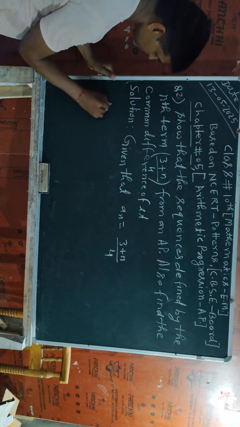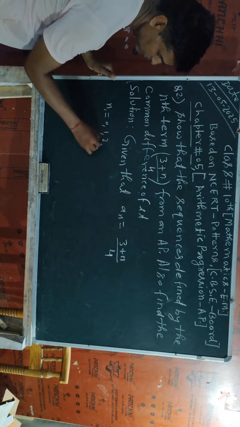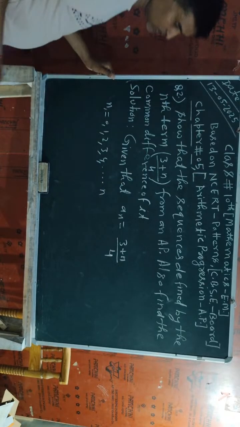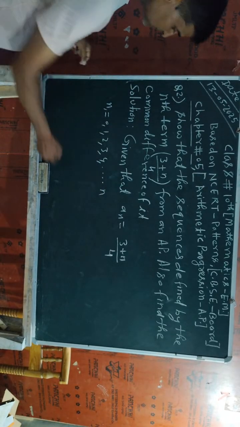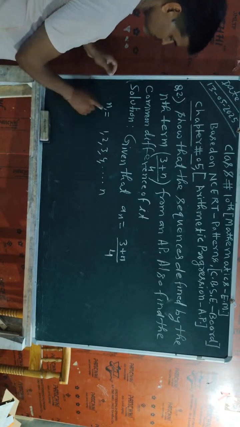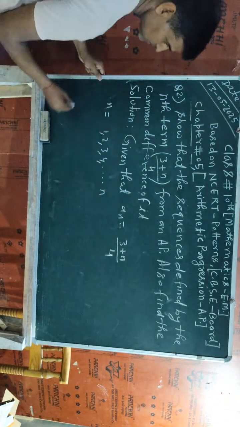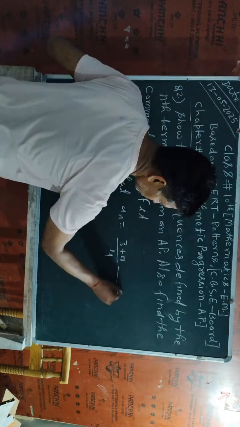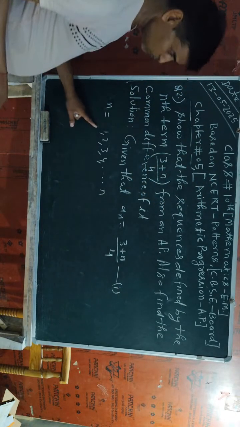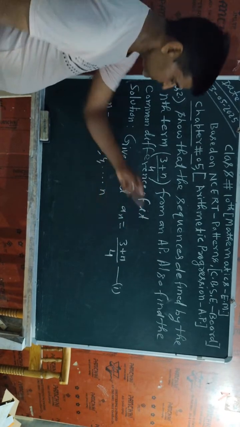The value of n I will put as 0, 1, 2, 3, 4, and so on up to n. Okay, students, but I will take from 1, so n is equal to 1, 2, 3, 4 up to n. I will call this equation number 1, and here I will write one statement putting the value of n, which is equal to 1, in equation number 1, and then we get.